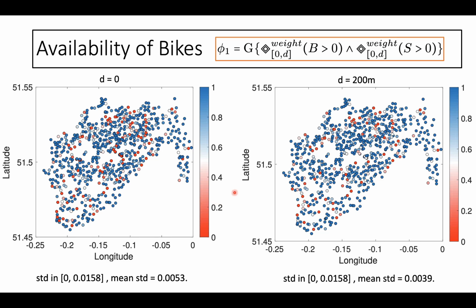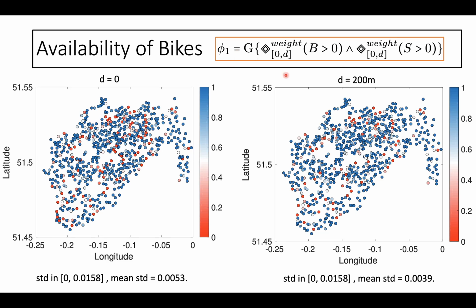What we would like to check is the availability of bikes. The idea of this property is to give the user the possibility to know, if there are no bikes in the place where they are, whether there are some bikes in a close station. The property that we want to consider is this one: these two properties should always be true at each time step.